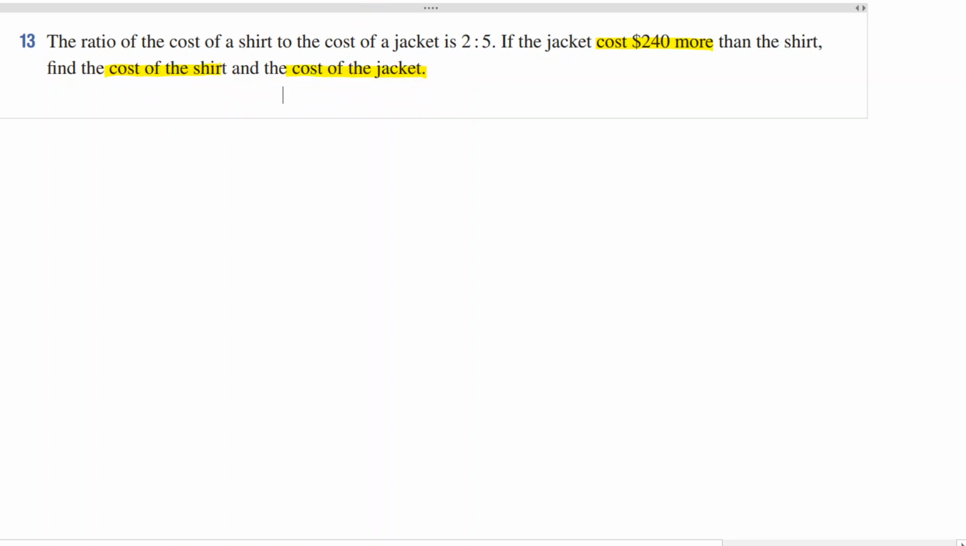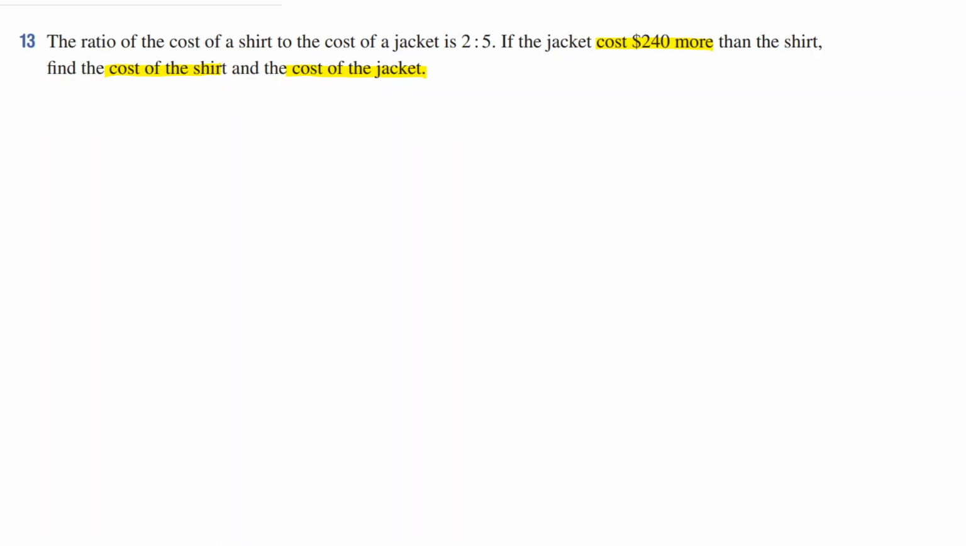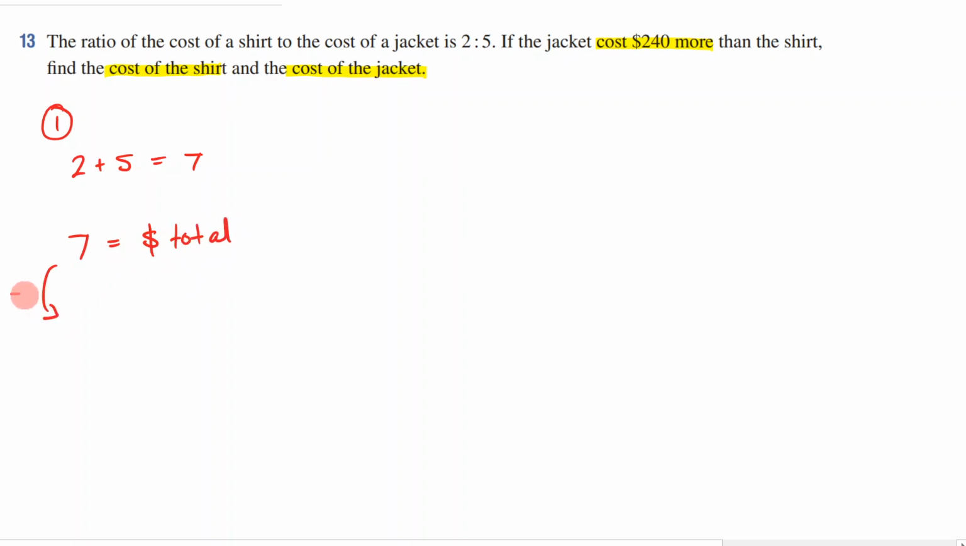Now, before we dive into this question, I just want to take a step back and reflect upon the type of questions we've been asked in the past. The first type of question is where you would normally just add together the parts, so 2 parts and 5 parts, and you would get 7 parts. And that 7 parts is equal to the total cost of everything. Once you found the total cost, you would then find what one part is by dividing both sides by 7.